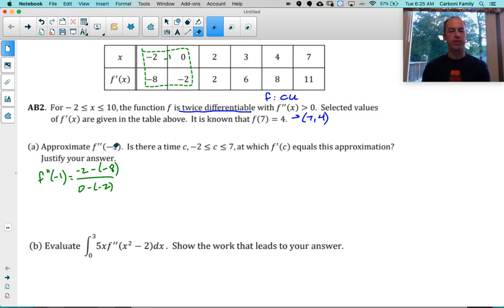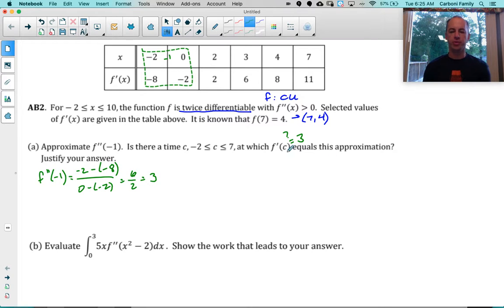However, then the question goes on, is there a time c on the whole interval, -2 to 7, where f prime is equal to this approximation? So to answer that question, I have to have some number that I can wrap my head around. So I'm going to simplify this. That's -2 plus 8 is 6 over 2, and we get a value of 3. And so now, is there a time that f prime of c is equal to 3? That's my question now.